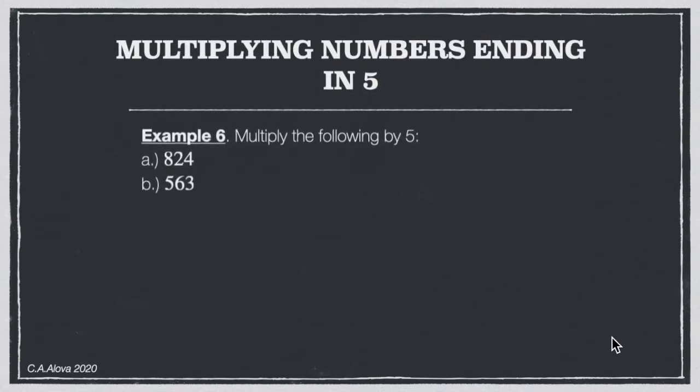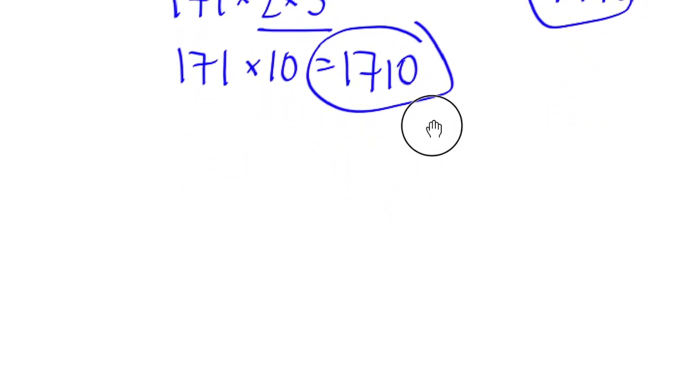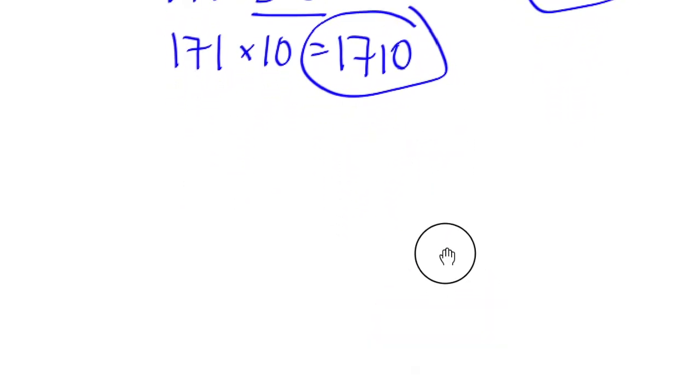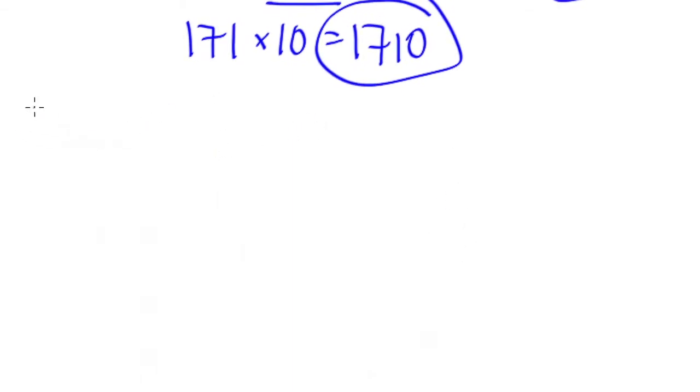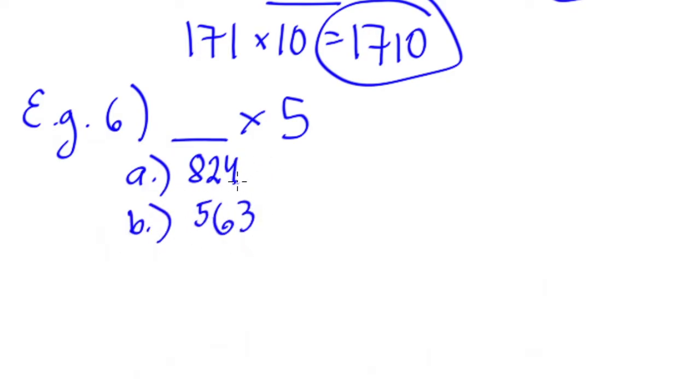Another application. Example 6. Multiply the following by 5. Letter A, we have 824. Letter B, we have 563. Let's give some space for that. Maybe we can put it here. So for example 6, we are to multiply the following by 5. For letter A, we have 824. For letter B, we have 563. So what are we going to do? Half it and put a 0 at the end.